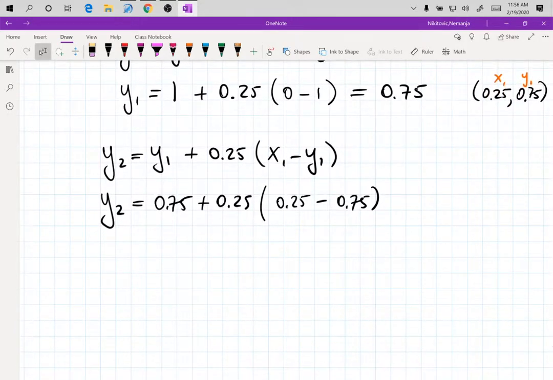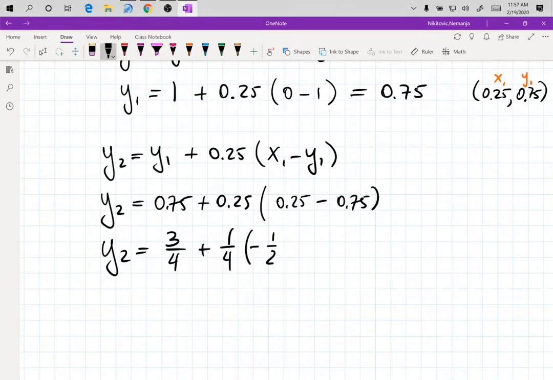So now, what's y2? y2 is 0.75 plus... I hate these decimals. 3/4 plus 1/4 times negative 1/2. This is the way to do these things. So that's 3/4 minus 3/8. Yes, 1/8. It's going to be 0.625. So 5/8, right? That's the way to do it, which is 0.625.